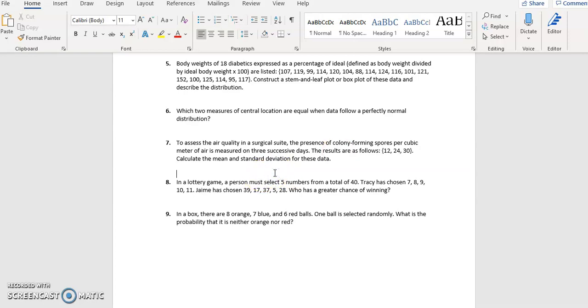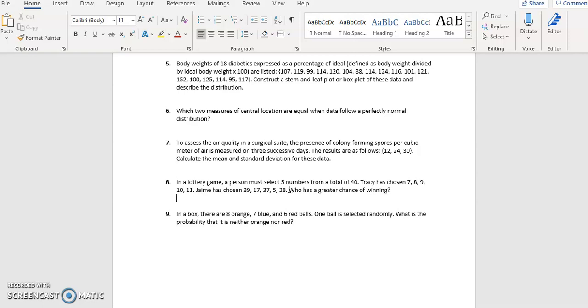So number 8, in a lottery, a person must select 5 numbers from a total of 40. Tracy has chosen 7, 8, 9, 10, and 11. Jamie has chosen 39, 17, 37, 5, 28. Now really focus on what the question is asking. It's only asking who has a greater chance of winning. Your choices are Jamie has a greater chance, Tracy has a greater chance, or they have an equal chance.